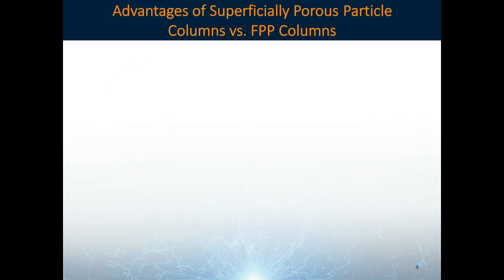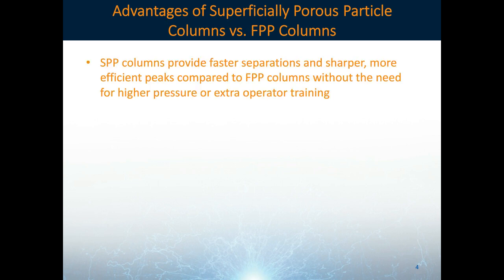So let's go over the advantages of superficially porous particle columns versus FPP columns. First, SPP columns provide faster separations and sharper, more efficient peaks compared to FPP columns without the need for higher pressure or extra operator training. And what we're referring to there is comparisons versus sub-2 micron particles.